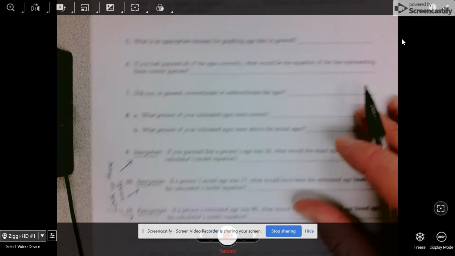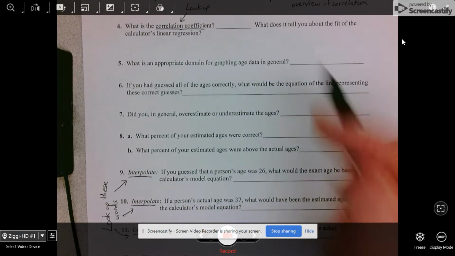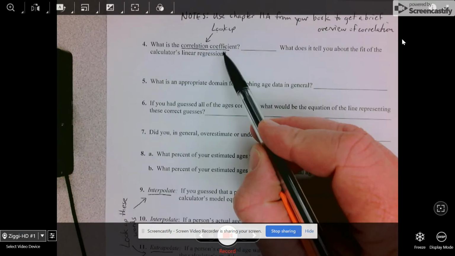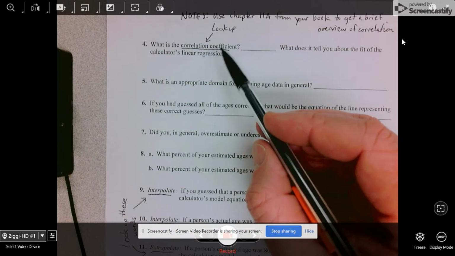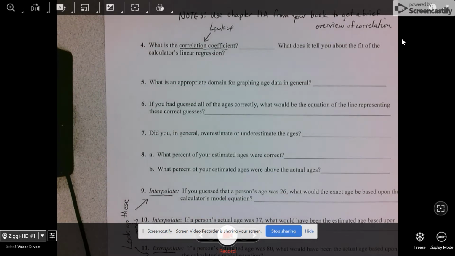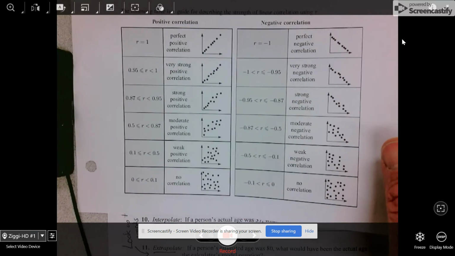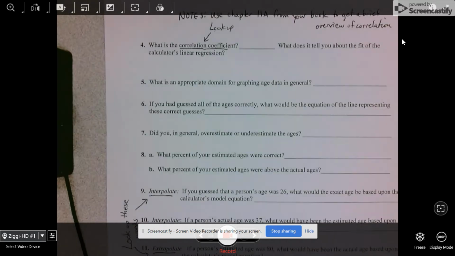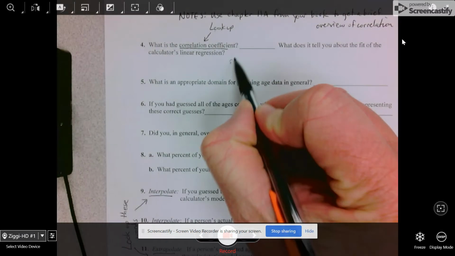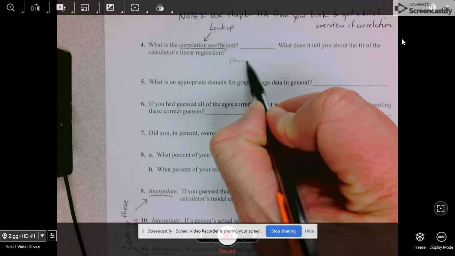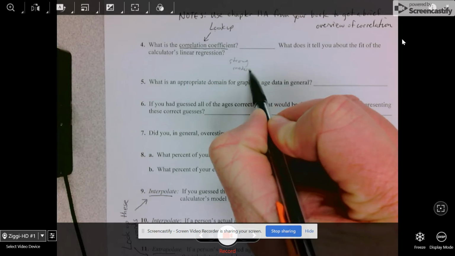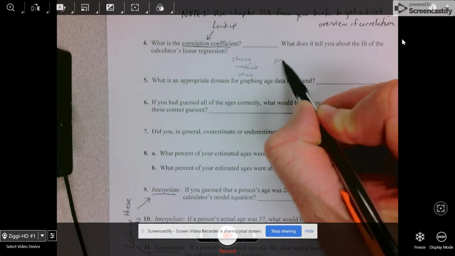Correlation coefficient, what is it? It's R. Look at it in chapter 11A. And then the second paper, the paper you're going to pick up today in class, has a chart for how to decide what is strong correlation. And with correlation, we want to say it's either strong, moderate, or weak, and then positive or negative. Those are your choices when you describe correlation.